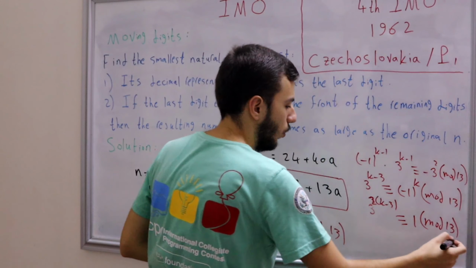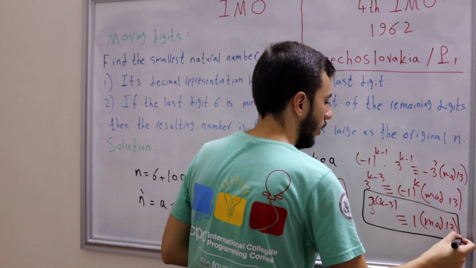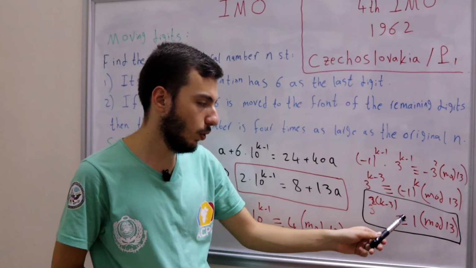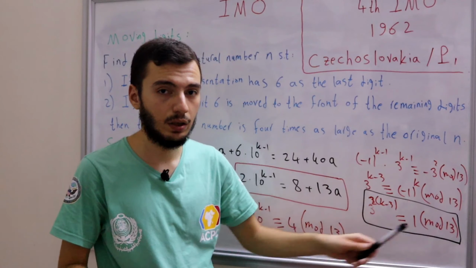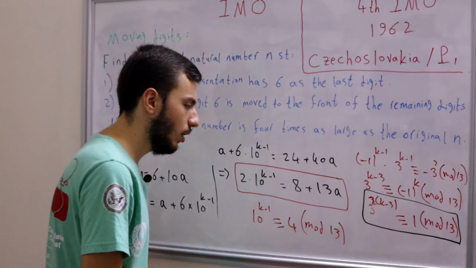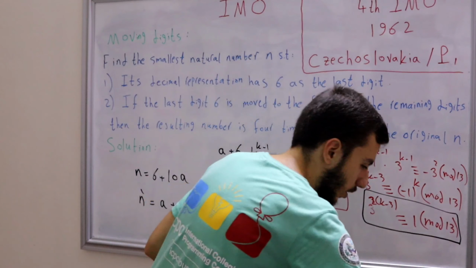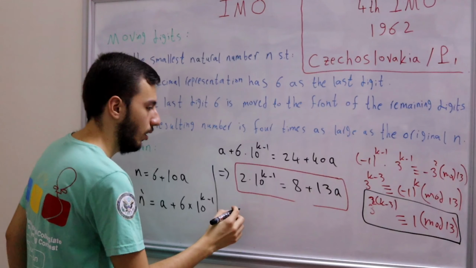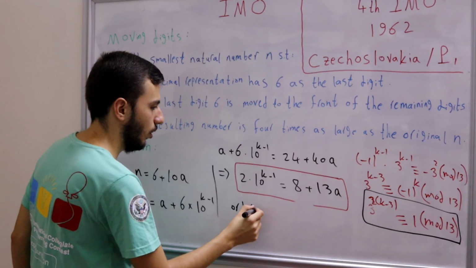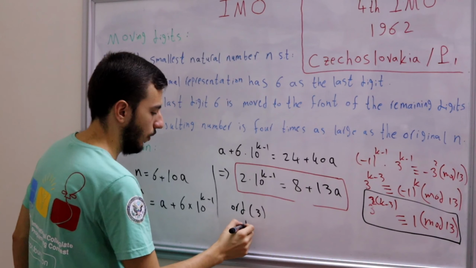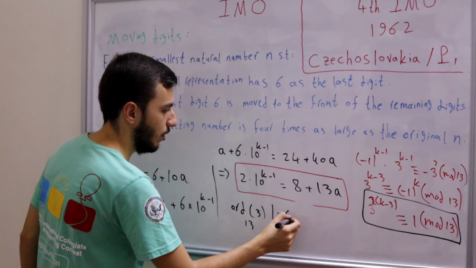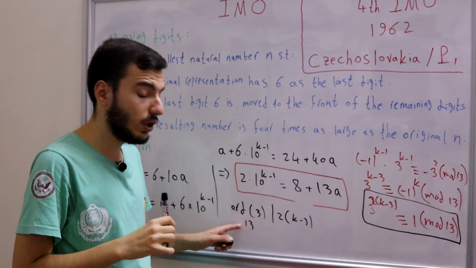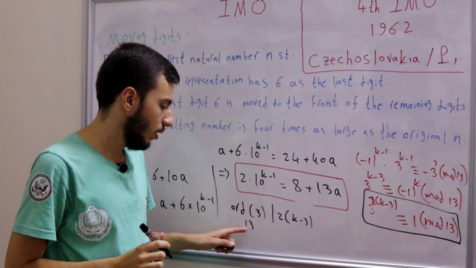Now we simply can use the order idea here, because guess what? A to some number n is congruent to 1 modulo 13. So now, let's erase this thing here. What we know is that the order of 3 with respect to 13 must divide 2 times k minus 3. So what we really need to do now is to calculate the order of 3 with respect to 13.